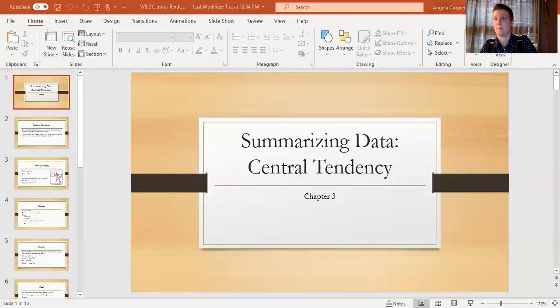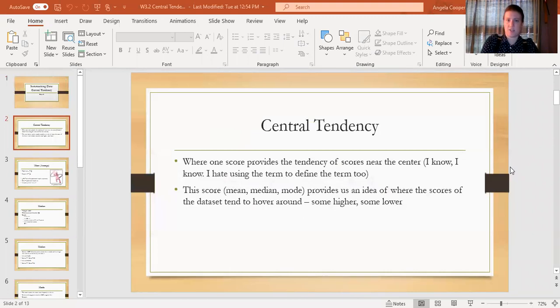As the name suggests, it's where things tend to be in the center. I know that's a really basic explanation, but you're familiar with central tendency, I assure you that you are. So let's get started. Central tendency is one score that represents where the different points in the data set tend to flock. So it's the tendency of scores near the center.